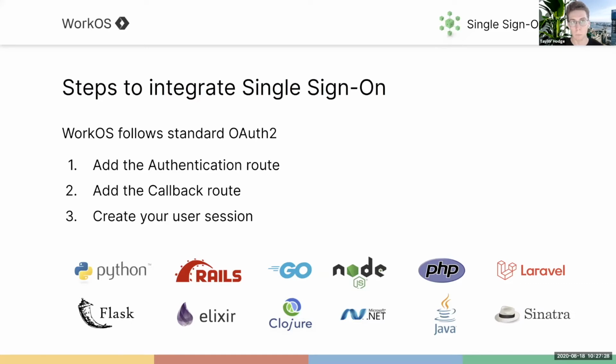Number 2, we're going to add a callback route. And this is going to be a location within, in this case, Memex, that our user is redirected to after they've successfully authenticated, in this case with Okta. And then the third and final step is we're going to create our user's session. In this case, it's going to entail exchanging a code for an authentication token and a user profile. And then we're going to set up our user session information with the information contained within that profile.